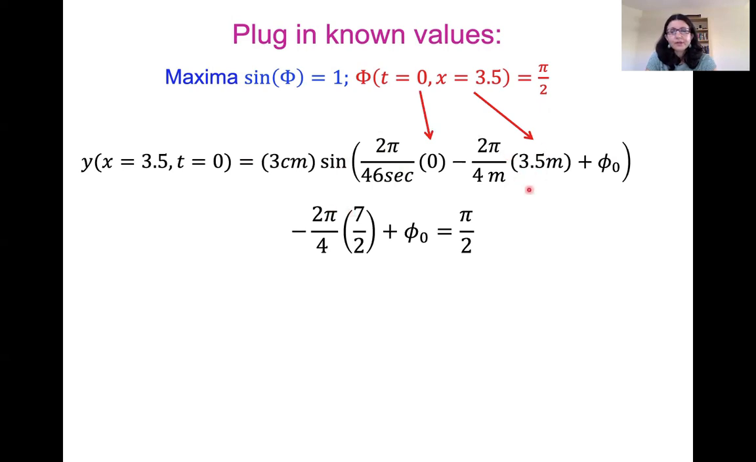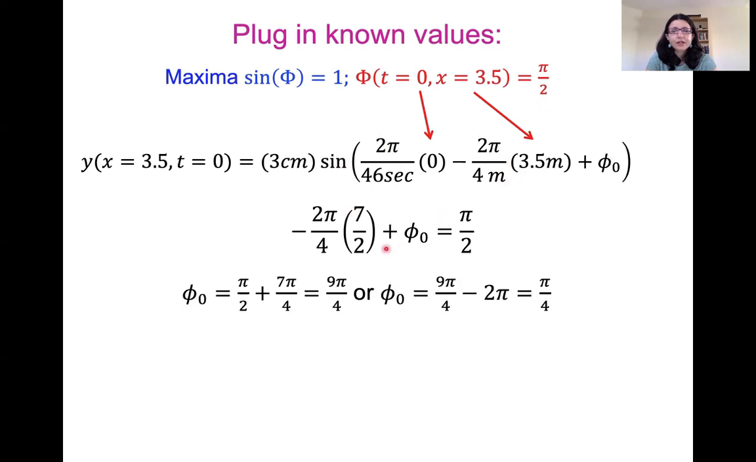Then you manipulate the algebra here, and what's left is to solve for phi naught. If you move this to the right side of the equation, it ends up being 9 pi over 4. I'll leave it up to you to work through that math. But this number is not so pretty, so it's often nicer to represent your phase constant by a number which is closer to 0.